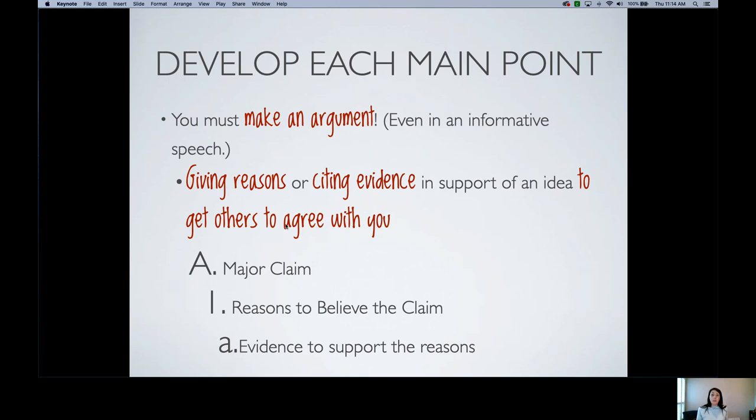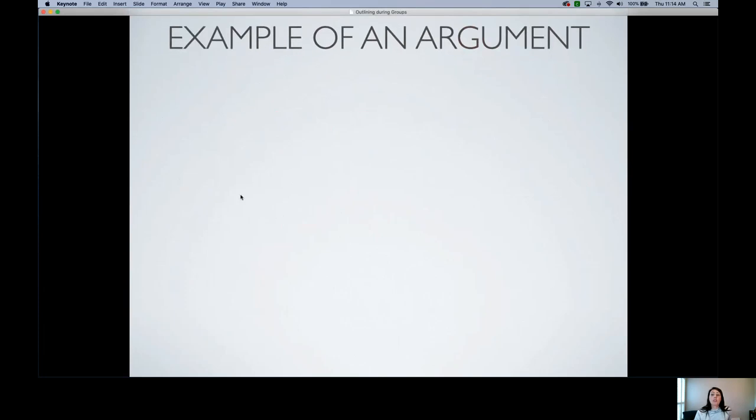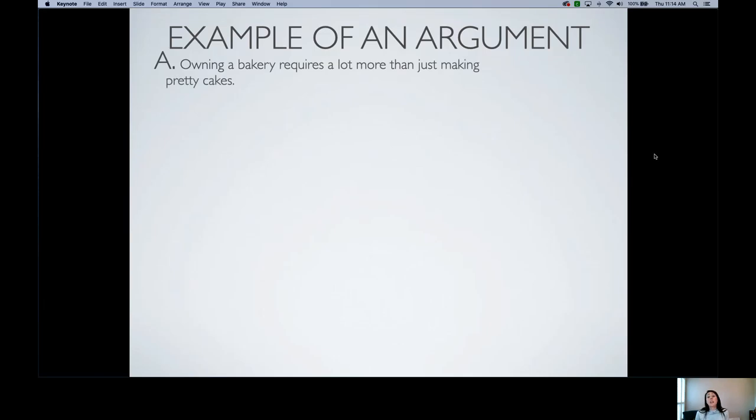That's actually an argument. So we're going to make an argument in the body of our speech for each main point. Now, I have taken the information from my bakery speech and I have crafted an example of an argument for you. So let's say that my first main point is that I want to enlighten my audience about what goes into owning a bakery. And I say owning a bakery requires a lot more than just making pretty cakes. So that's my major claim.